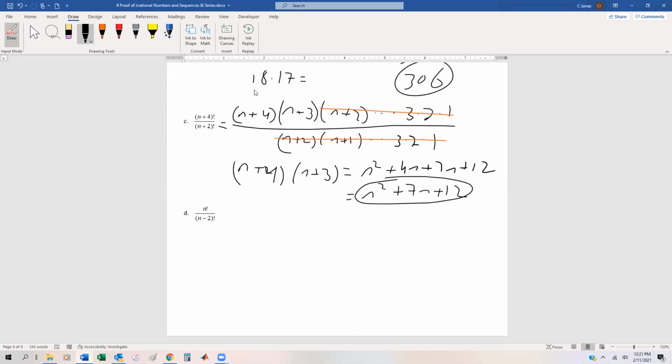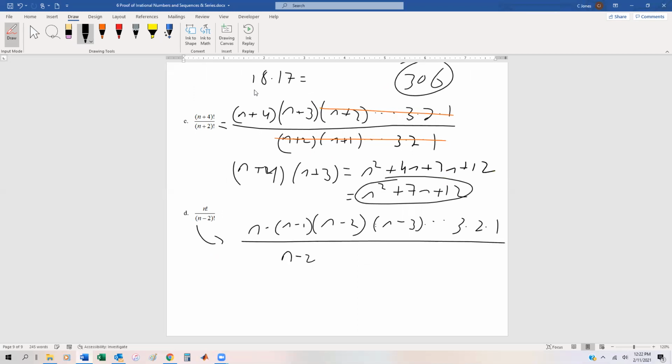And then finally, one final example is n factorial over n minus 2 factorial. And so we can write the numerator as n, n minus 1, n minus 2, n minus 3, all the way down to 3 times 2 times 1. And then n minus 2 factorial can be written as n minus 2 times n minus 3, all the way down to 3, 2, 1. And so what we're left with is n times n minus 1, or n squared minus n.